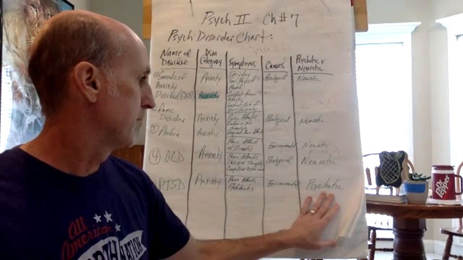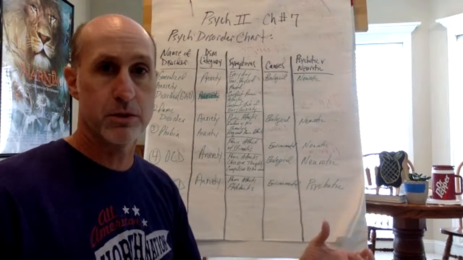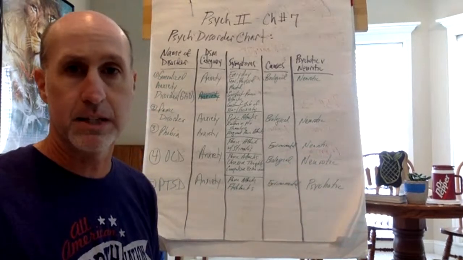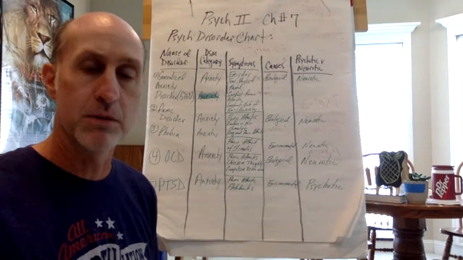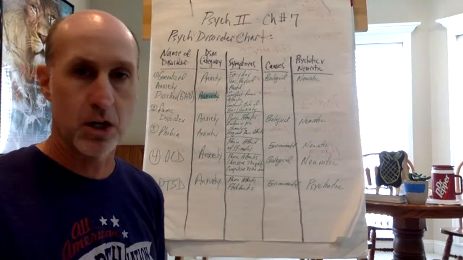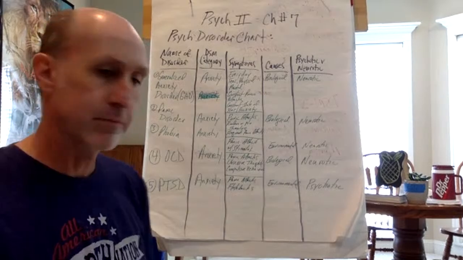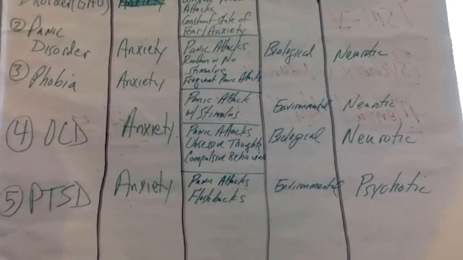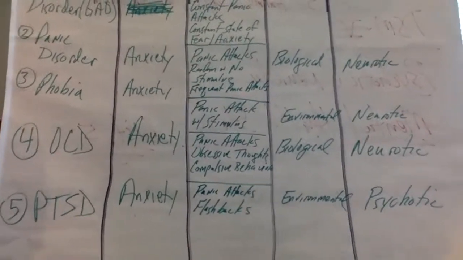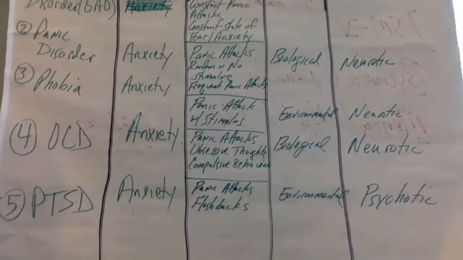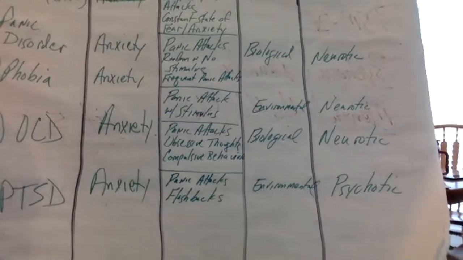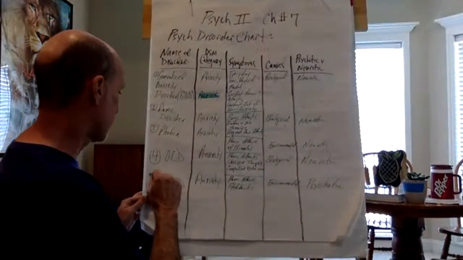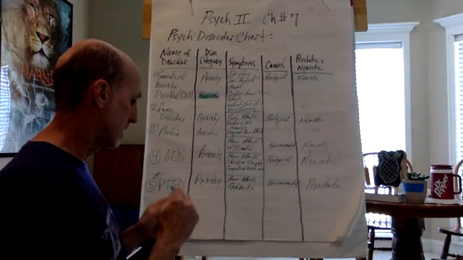But as long as it's a traumatic event, it can create PTSD if it's viewed to be overwhelming and that you can't cope with it. Okay, so I'll hold this one up. Post-traumatic stress disorder: anxiety disorder, the panic attacks, the flashbacks. It's environmental, and this one is the only one that's psychotic. It has a psychotic component in it of the 5 that we're talking about. So I'll start that one.